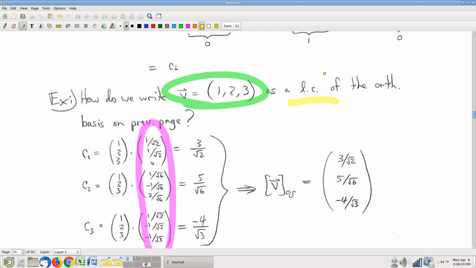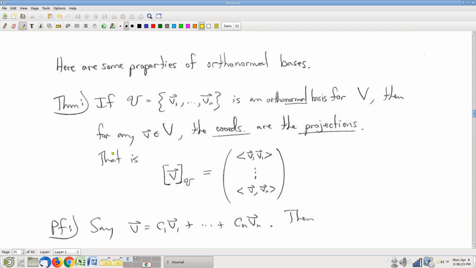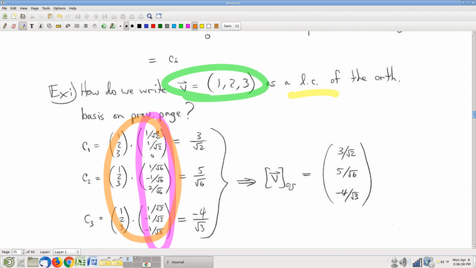Okay. So instead, we're going to capitalize on this theorem. If you want to compute the coordinates, you don't have to do that directly. You can just compute the projections instead, and they're the same. So here we are. We compute the projections. Projections are computed with dot products, thus giving us the coordinates, an easy calculation to compute those projections.